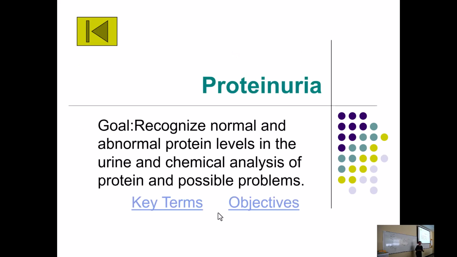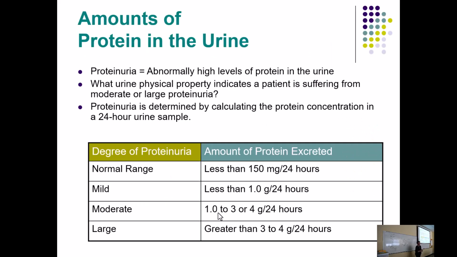So proteinuria. We need to be able to recognize normal and abnormal protein levels when we're doing these analyses. So amounts of protein in the urine. Proteinuria is any sort of abnormally high levels of protein in the urine. We shouldn't see any. On our regular routine dipstick, there should be 0. We shouldn't see it because the amounts going through are so minute, we're only going to see them once they hit larger numbers.